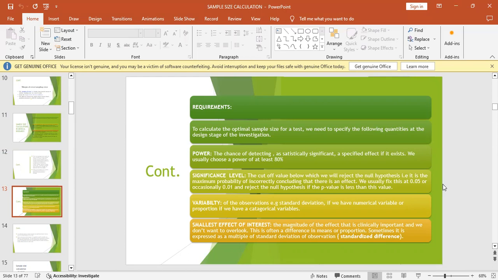For example, it is the maximum probability of incorrectly concluding that there is an effect. We usually fix this at 0.05 or occasionally at 0.01 and reject the null hypothesis if the p-value is less than this value. Next is the variability: number of observations per standard deviation if we have a numerical variable, or proportion if we have a categorical variable.